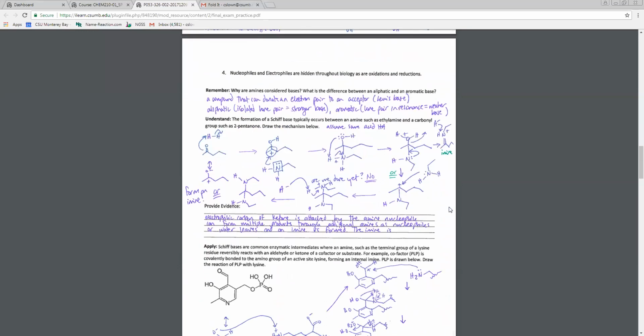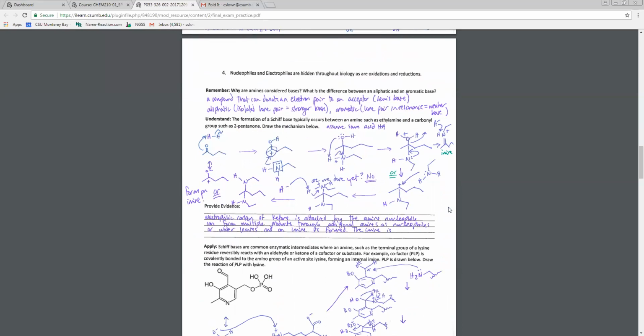Nucleophiles and electrophiles are hidden throughout biology, as are oxidations and reductions. So, why are amines considered bases? What is the difference between an aliphatic and an aromatic base? So, if we think about this, a compound that can donate an electron pair to an acceptor, that's a Lewis base. Aliphatic bases have an isolated lone pair. That means they're going to be stronger. Aromatic have a lone pair in resonance, so they're going to be a weaker base.